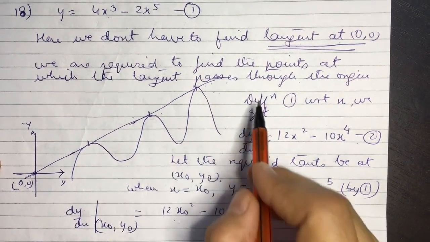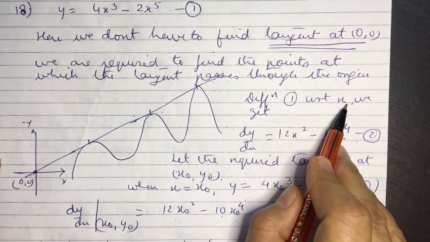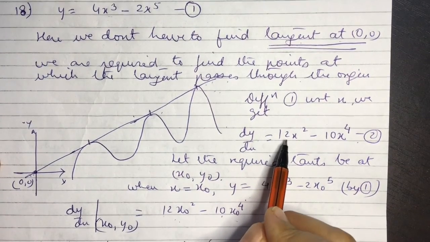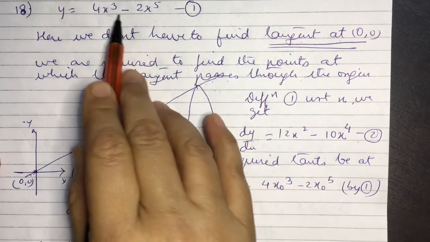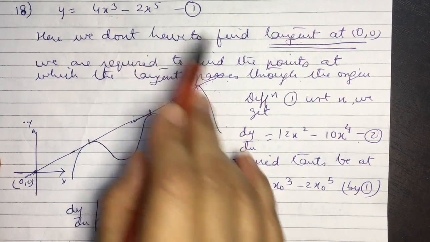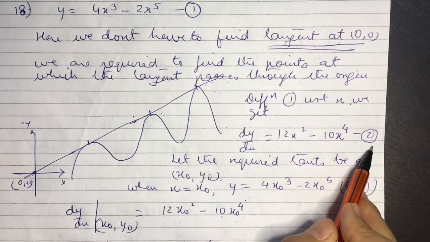So, let's start. Differentiating 1, which is the given curve, with respect to x, we get dy by dx is equal to 12x square minus 10x raised to power 4. Let's name it equation number 2.